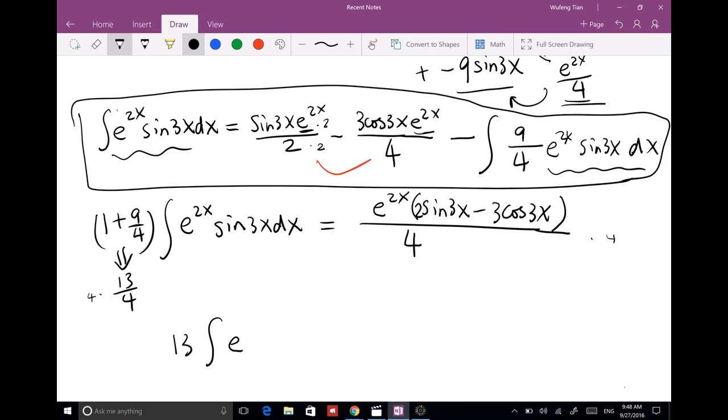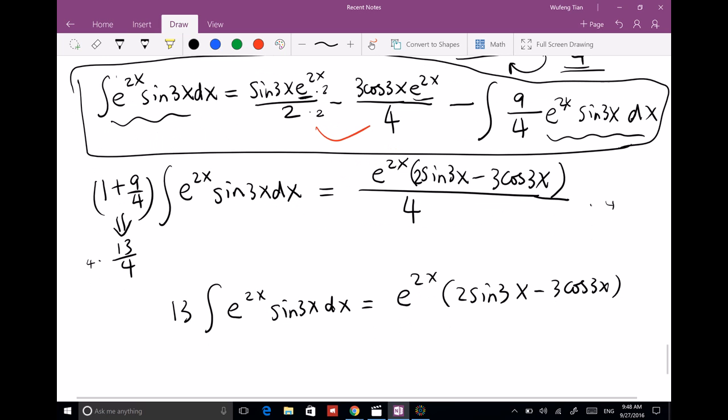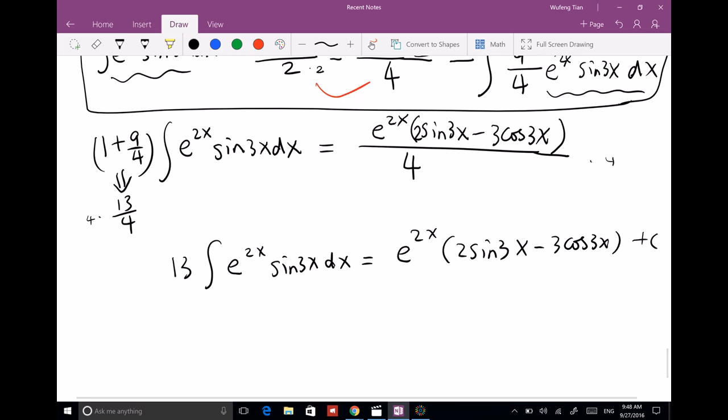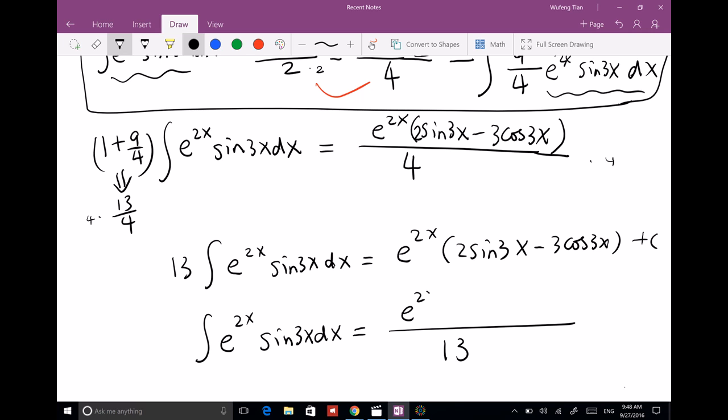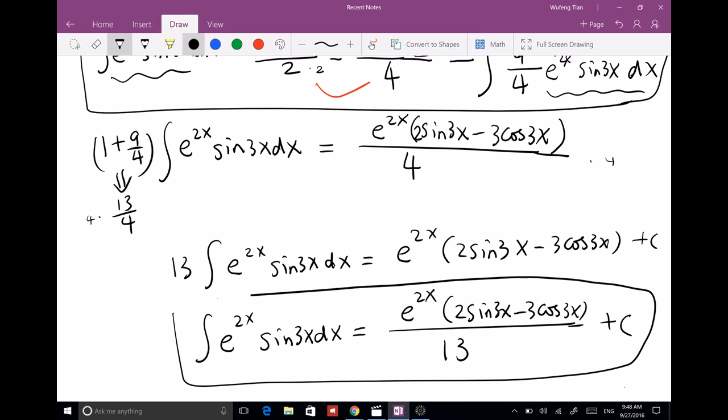So you just have 13 times the integral of e to 2x sine 3x dx equals e to 2x times (2 sine 3x minus 3 cosine 3x) plus c. Then you have the integral of e to 2x sine 3x dx equals e to 2x over 13 times (2 sine 3x minus 3 cosine 3x) plus c. That's it. Okay.